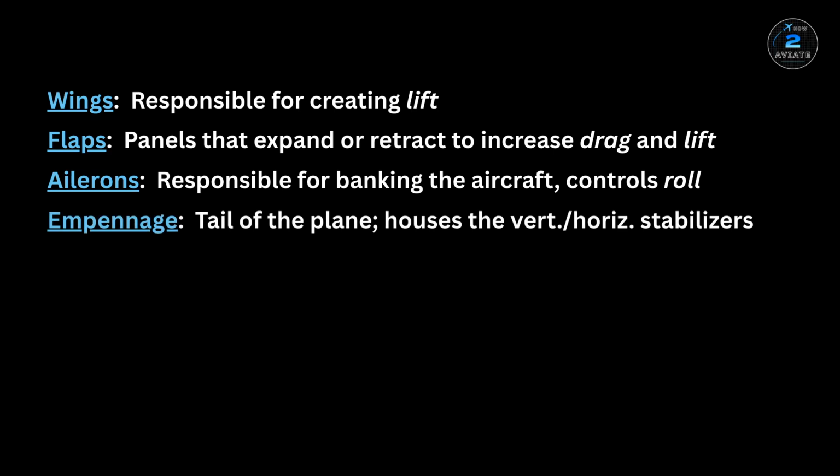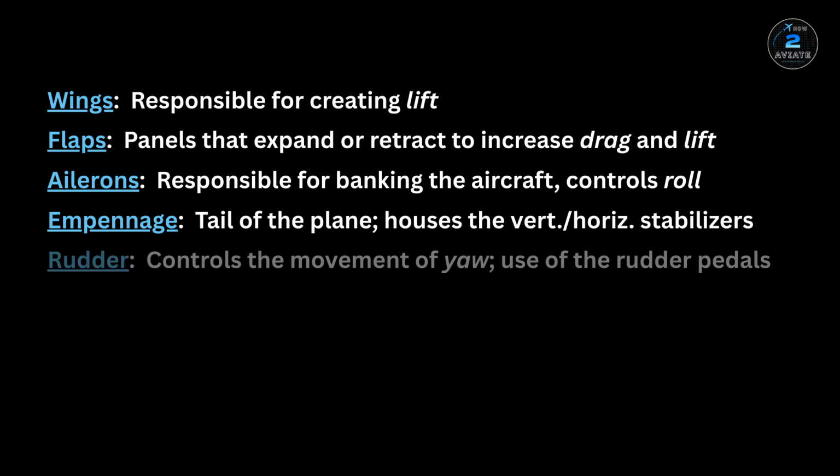The empennage is the tail of the plane and is where the plane's two big stabilizers are located, which are the vertical stabilizer and the horizontal stabilizer. On the vertical stabilizer, we'll find the rudder, which controls the movement of yaw and is controlled by the rudder pedals in the cockpit. On the horizontal stabilizer, we find both the elevators and the trim tab.